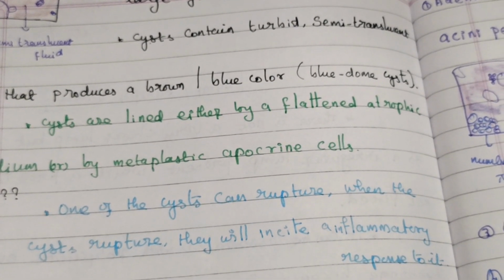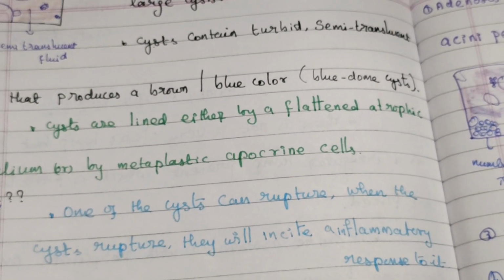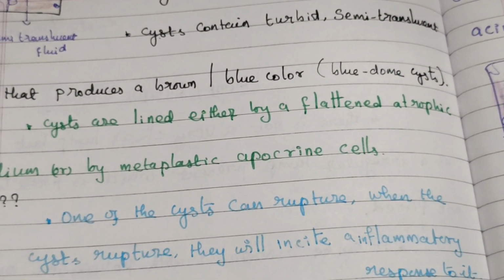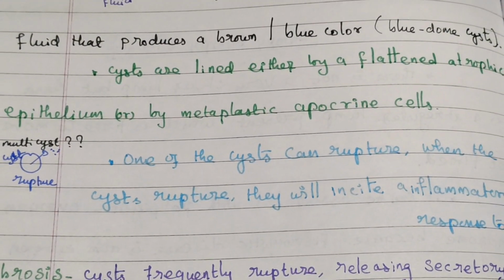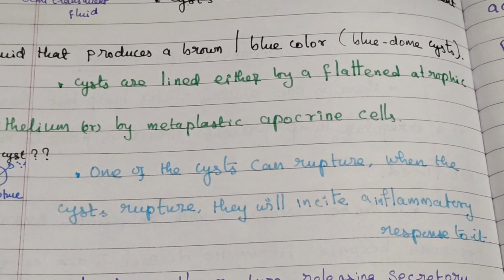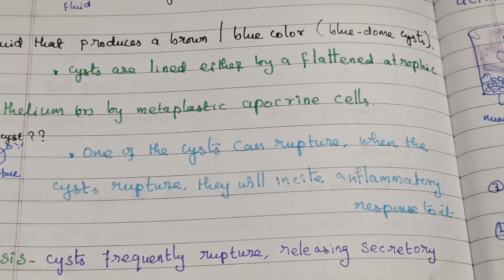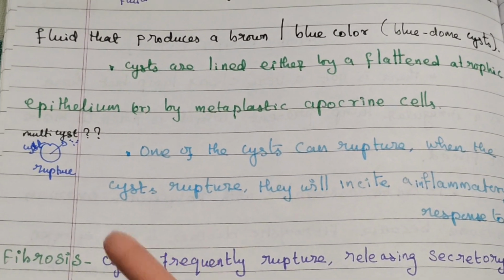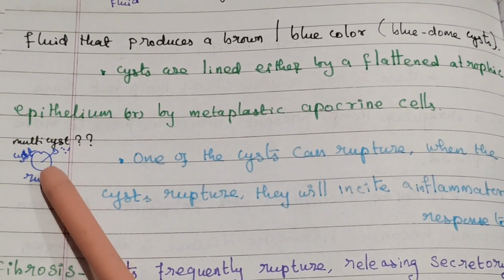It is dilated, and it is lined by either flattened epithelium or apocrine cells. So this is the cyst part of fibrocystic disease. Now what happens when there are multiple cysts? One of the cysts may rupture.